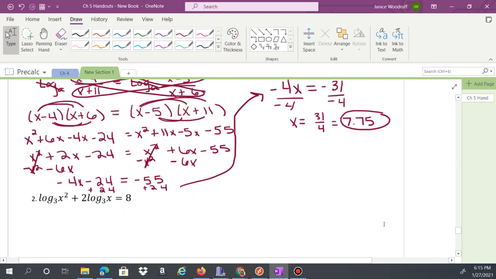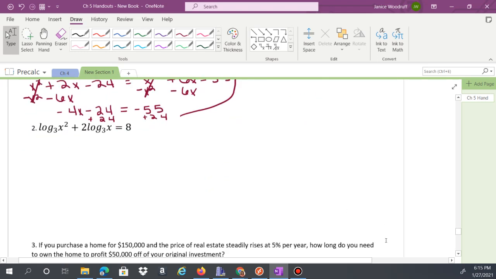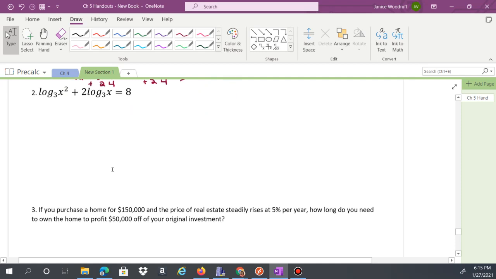All right, let's take a look at number 2. So for number 2, we've got logs on one side. So let's go ahead and get this into one log. And it looks like when I do that here, I can't quite do it yet because I've got this 2 right here in front. So I'm going to first take that and move it over here. This is going to be log 3 x squared plus log 3 x squared equals 8.